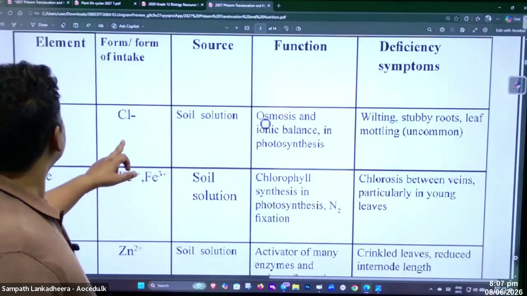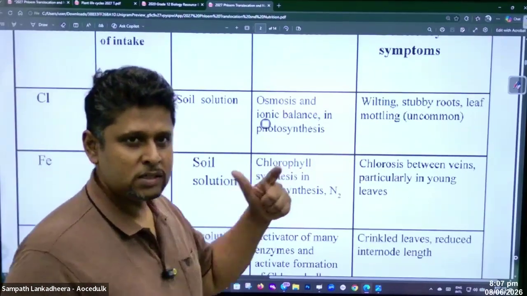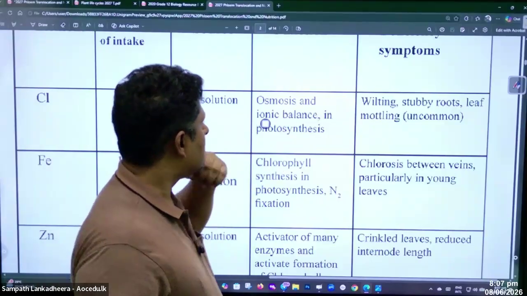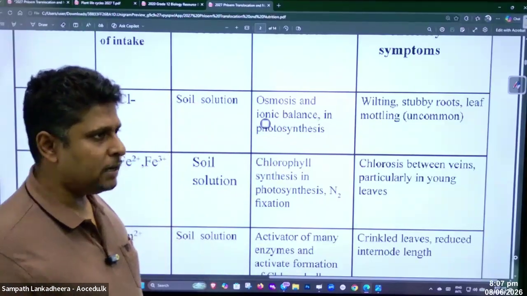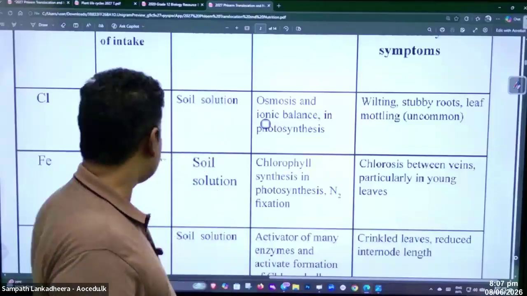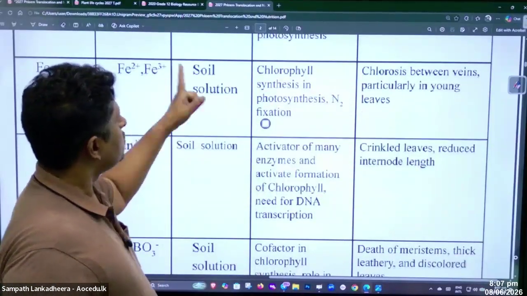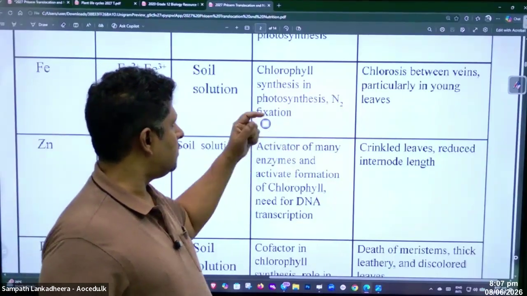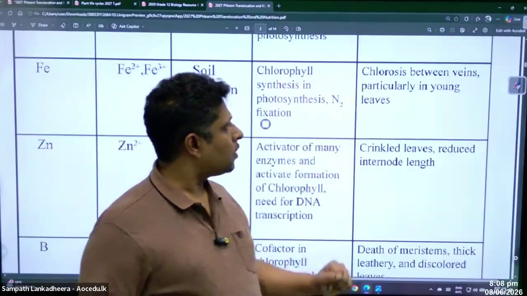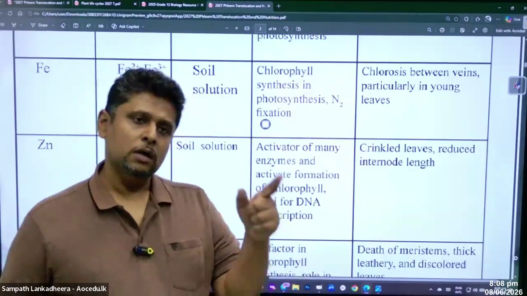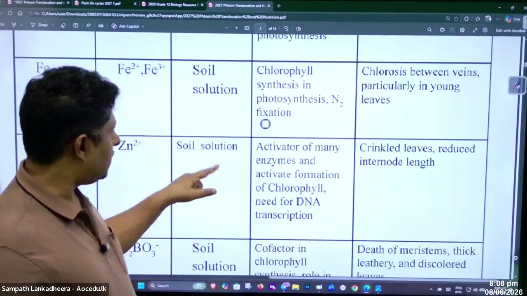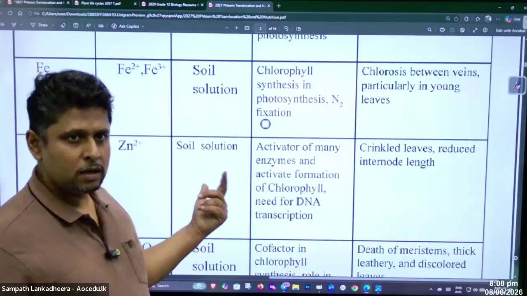Not you all, right? Here, we start with chlorine: soil solution, osmosis, and ionic balance in photosynthesis. That we didn't take. Chlorine, osmosis, and ionic balance. Stubby roots and leaf mottling, we took that. And then iron: soil solution, chlorophyll synthesis in photosynthesis, nitrogen fixation. Iron, nitrogen fixation, we took that. And then chlorosis between veins, particularly in young leaves. Young part, we took that. Zinc: activator of many enzymes, that we took.